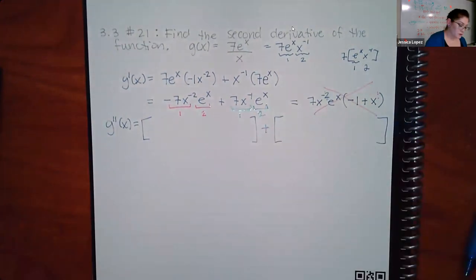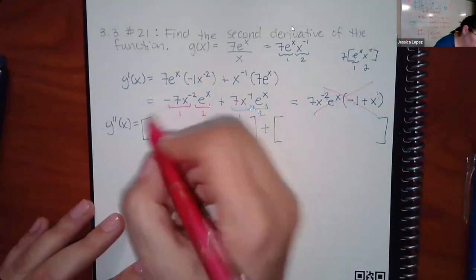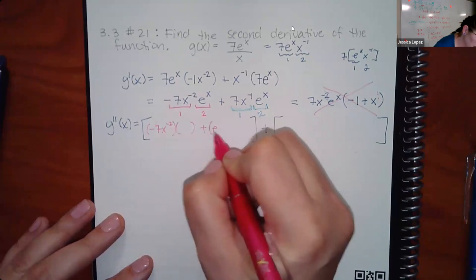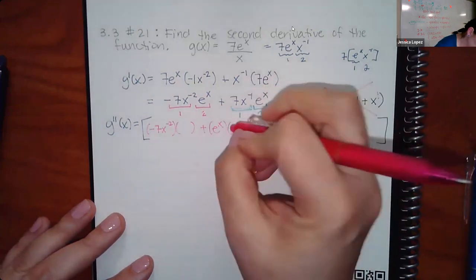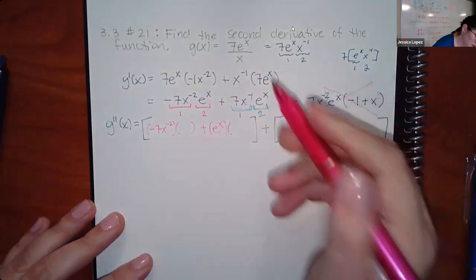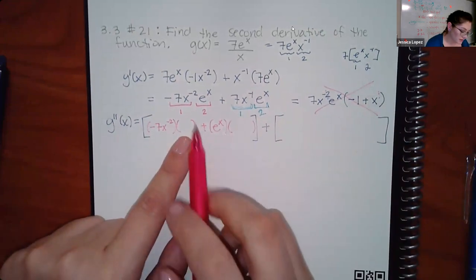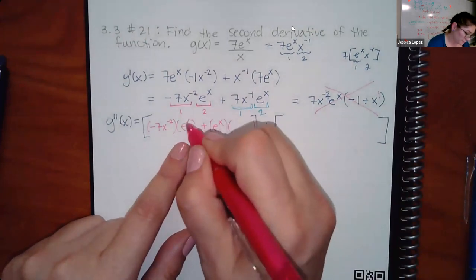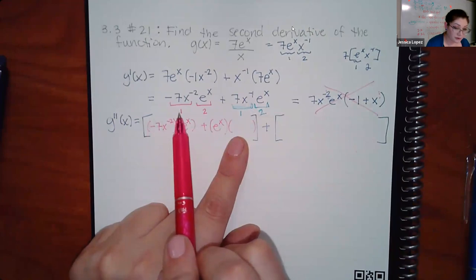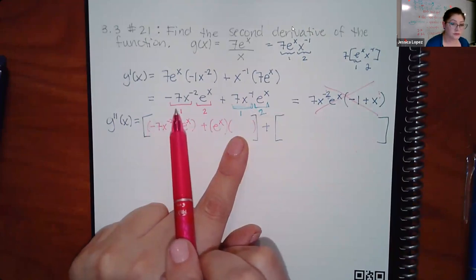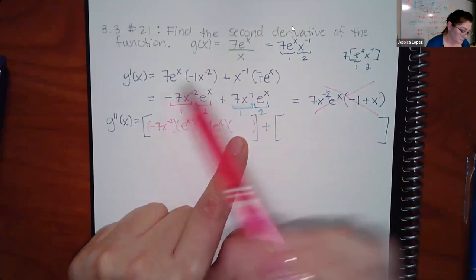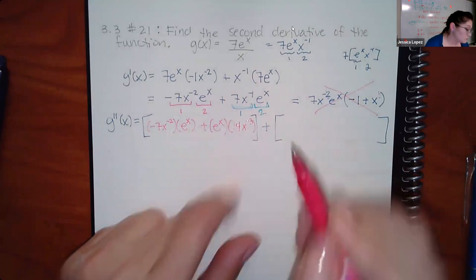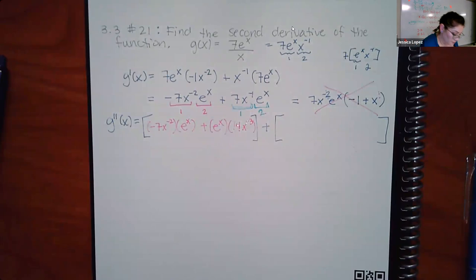Oh, much better. So let's see. We have the first times the derivative of the second plus the second times the derivative of the first. So what is the derivative of this second factor, e to the x? What is the derivative of this first factor? Negative 2 times negative 7 is positive 14. You're right. And when you take away 1, you get negative third power.